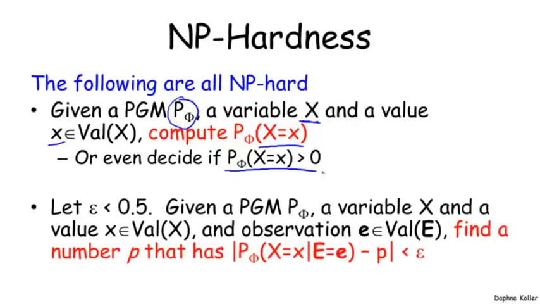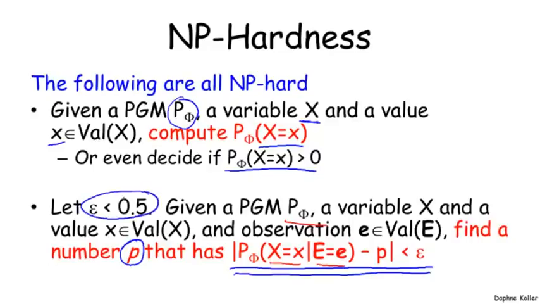This one says that, again, given a PGM, an event X equals little x, and some set of observations, the problem of finding an approximate answer p for which we are guaranteed that this approximate answer is within epsilon of the truth is NP-hard. And this is true for any epsilon that's less than 0.5. And note that epsilon equal to 0.5 can be obtained by simply random guessing, or guessing the value equal to 0.5. So any non-trivial approximation for this kind of conditional probability query is also intractable.